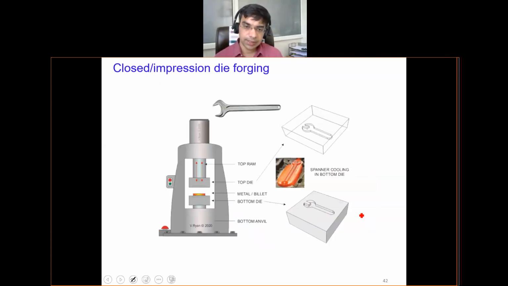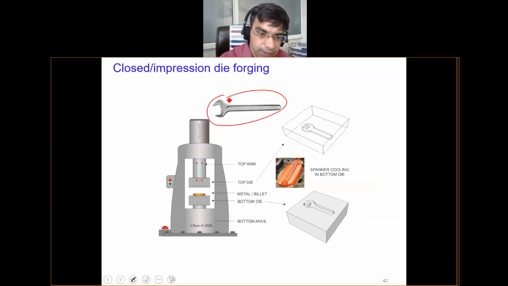So this is another schematic of how closed die forging works. For example, I have already sent you the video on how to make this spanner. In the spanner, you will have this die which will be the shape of the spanner. So this is the die which has this cavity made in the shape of the spanner. And you place the heated billet. Billet is basically the term used here for the workpiece.